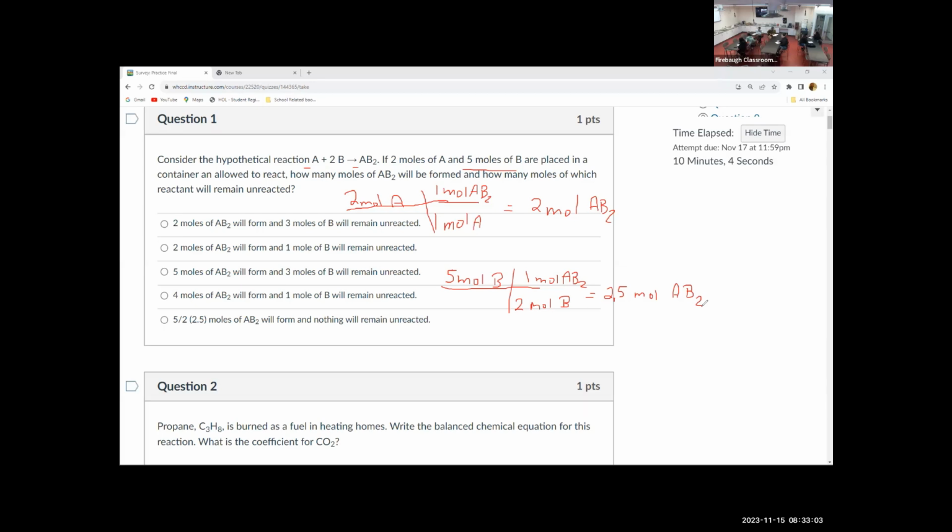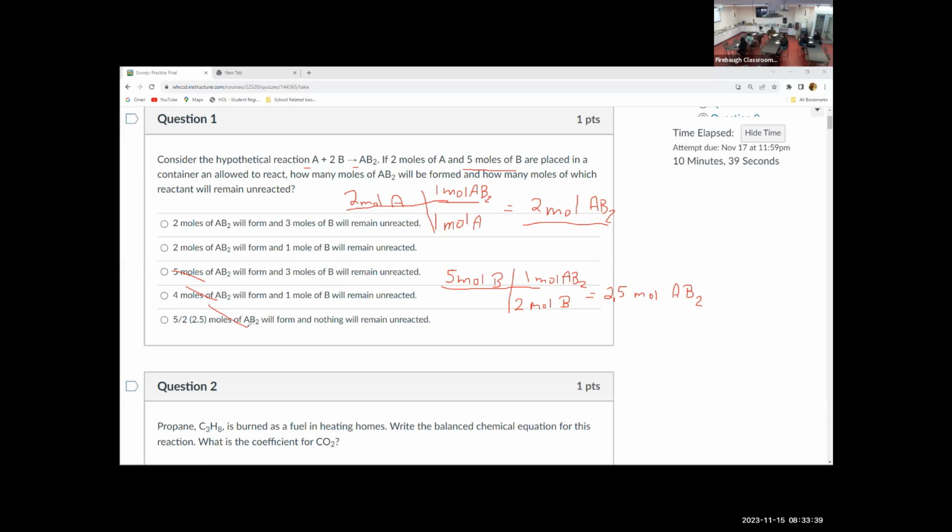Because my limiting reagent would be my bread. My cheese, I have excess of. So you have to look at the one that you can make the lowest of. By basing it on the one that we make the lowest of, that's going to give us our correct answer. So in this case, we know that we can only make at most 2 moles of AB. So then we can eliminate this guy, and this guy.